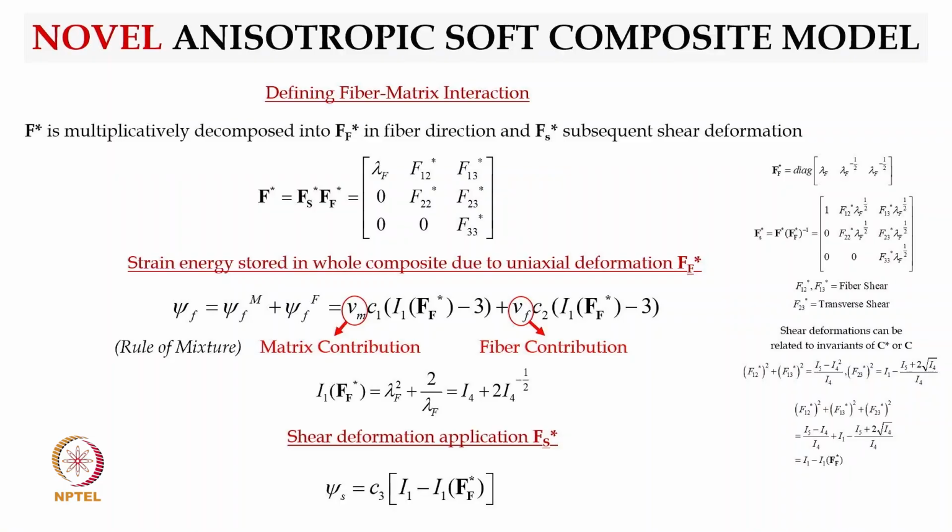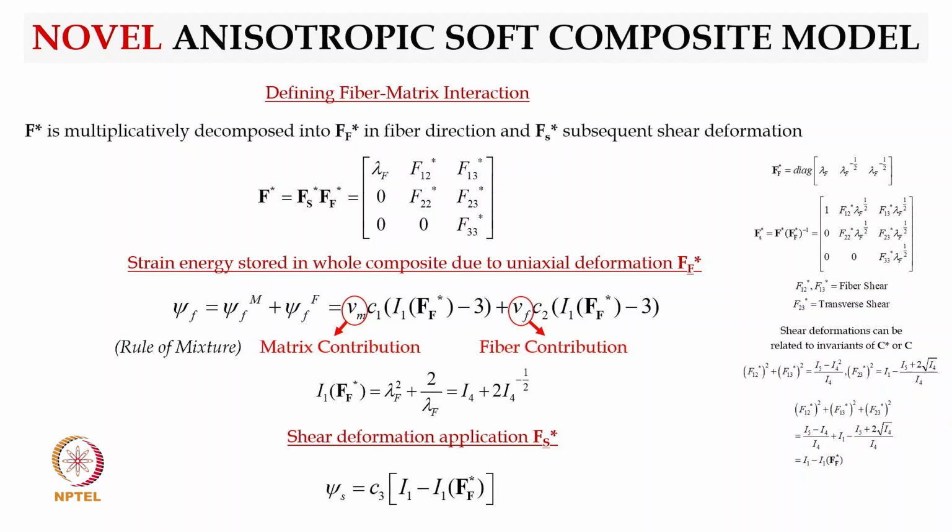So now this equation comes into the picture using the rule of mixture, and then I1 FF star is further defined where we have this as lambda f square plus 2 by lambda f, which is given by I4 plus 2 I4 square root, and there are a bunch of equations on the right side. What this boils down to next is the shear deformation application, which is Fs star.